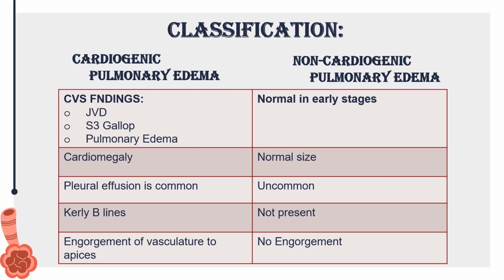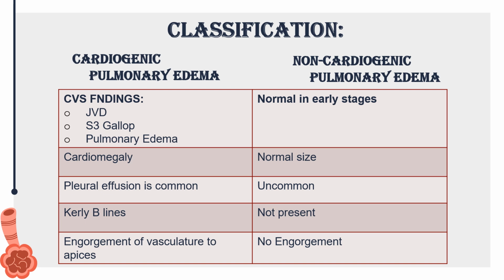Cardiomegaly is also present in cardiogenic pulmonary edema, which means increased size of the heart. On the other hand, there is normal size in non-cardiogenic pulmonary edema. Pleural effusion is common in cardiogenic and uncommon in non-cardiogenic pulmonary edema.